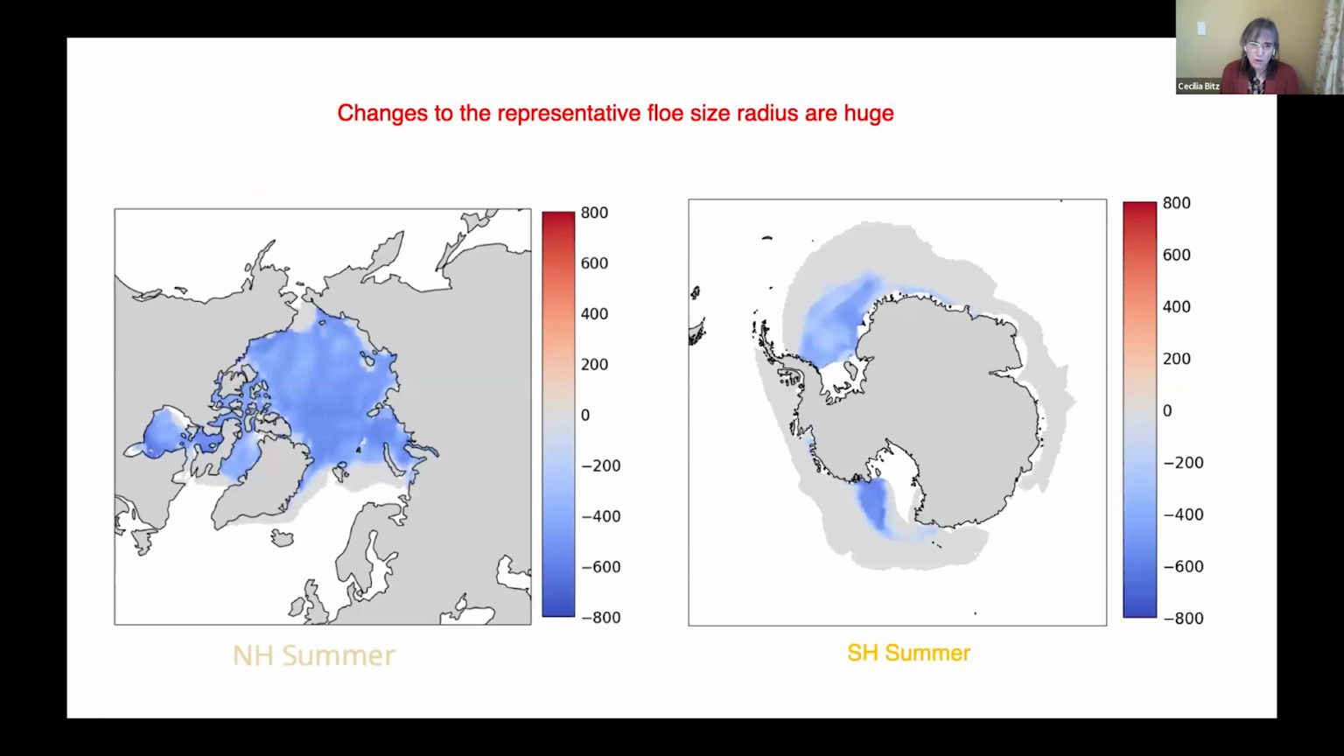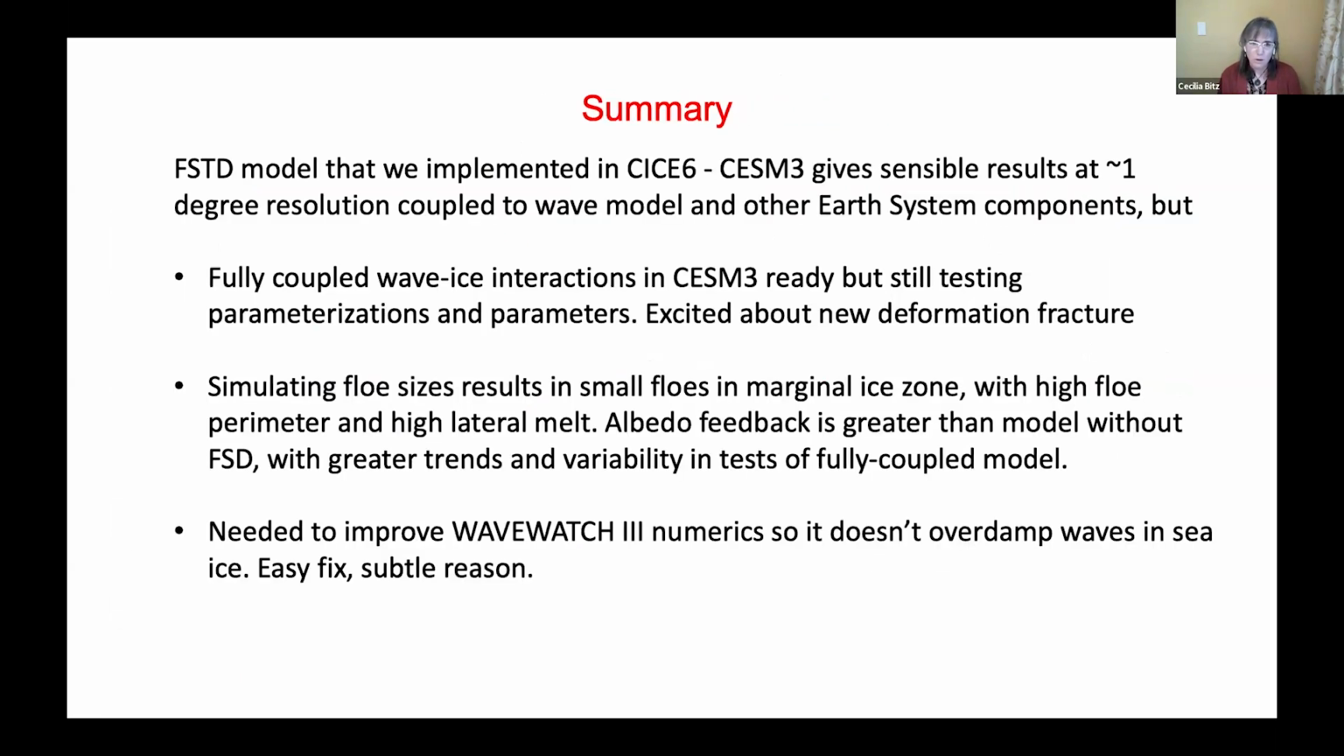So that in turn has the biggest impact, like I said, inside the marginalized zone, and it sort of halves the representative radius, especially in summertime in both hemispheres. So in summary, we're modeling the flow size thickness distribution in Earth system models now. These are simulations that are about 1 degree resolution, coupled to waves and other Earth system components.